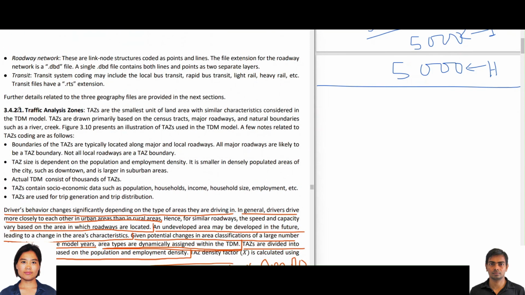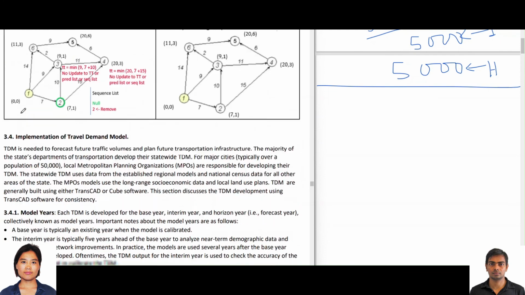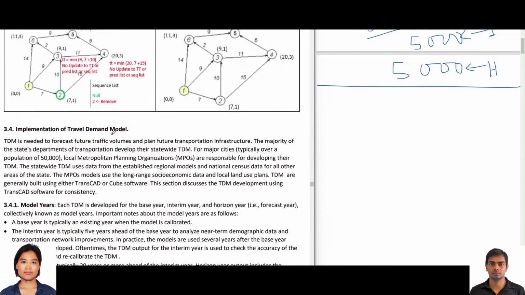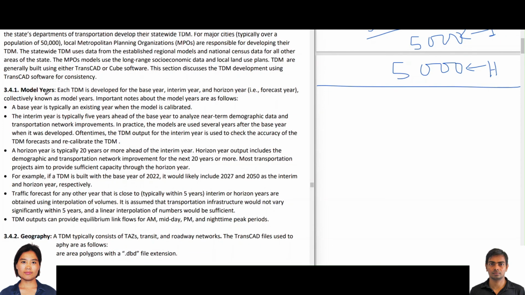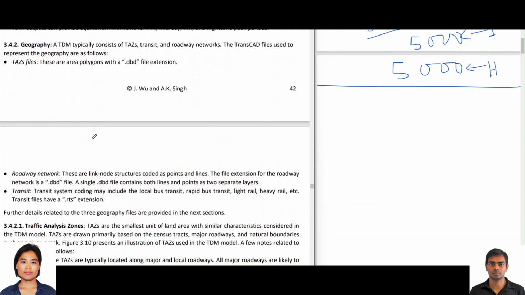So far we looked at the implementation of the travel demand model. We looked at the model years, and we discussed several practical things that are important to know about model years. Then we are looking at geometry. Within geometry, there are three files: TAZ files, roadway network, and transit files. So we looked at TAZ files so far.